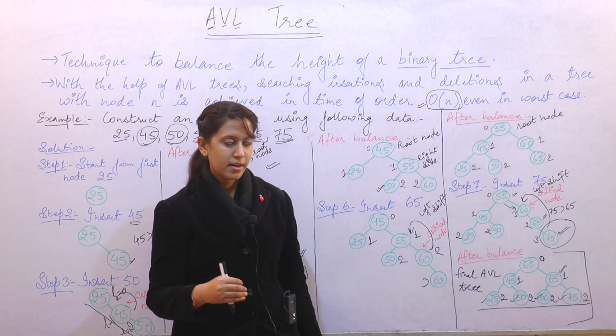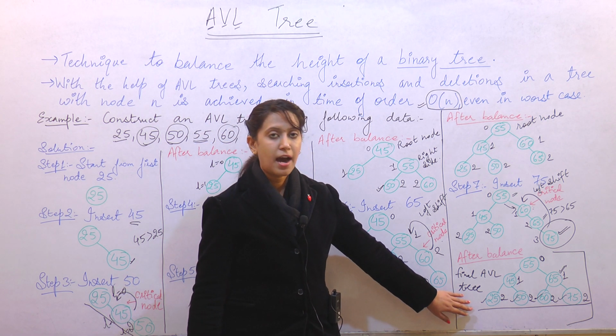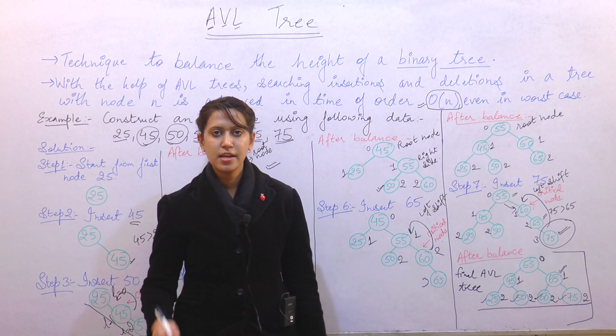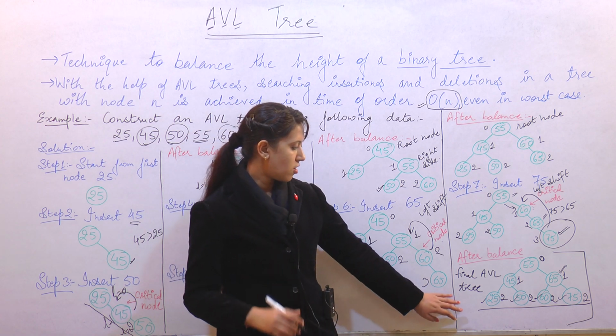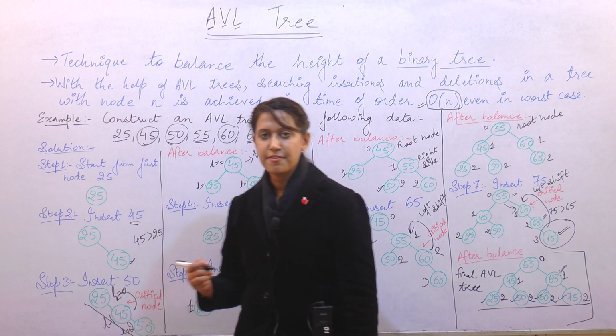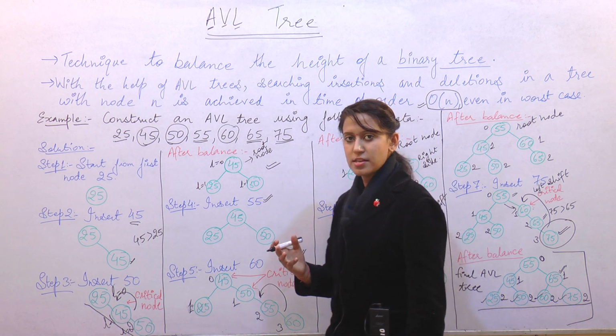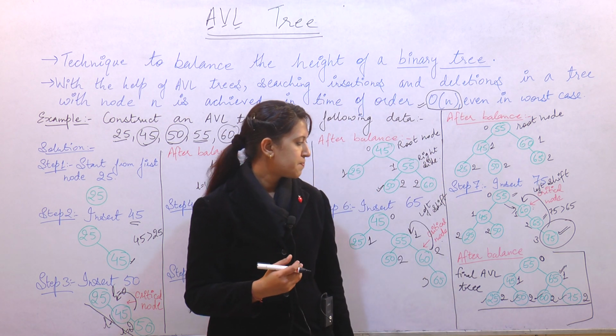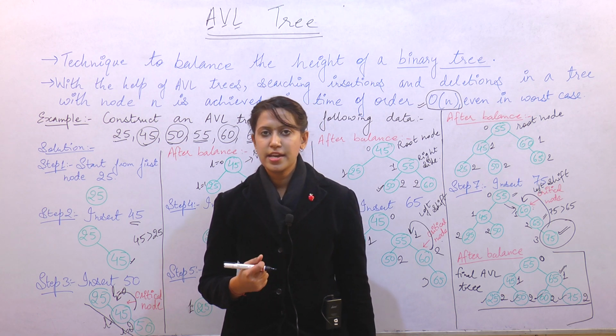So in this way we can balance the height of a binary tree, and this technique of balancing the height of a binary tree is known as AVL tree. So this was our topic about the AVL tree.